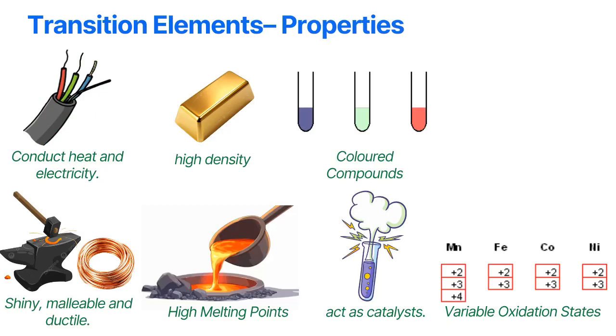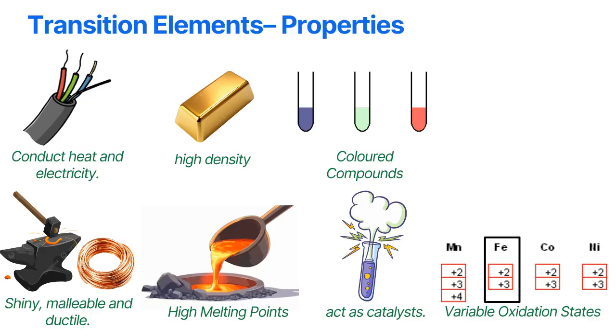Unlike Group 1 metals that only form +1 ions, transition metals can form ions with different charges. This is known as variable oxidation states. For example, iron can form 2 different ions. Iron 2 with a charge of +2, written as Fe²⁺, and iron 3 with a charge of +3, written as Fe³⁺. Note: always state both the oxidation number and the charge when explaining.